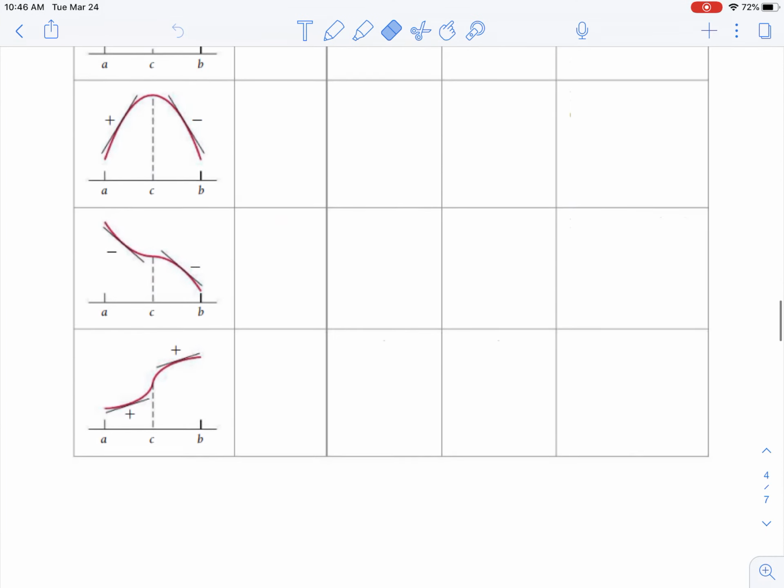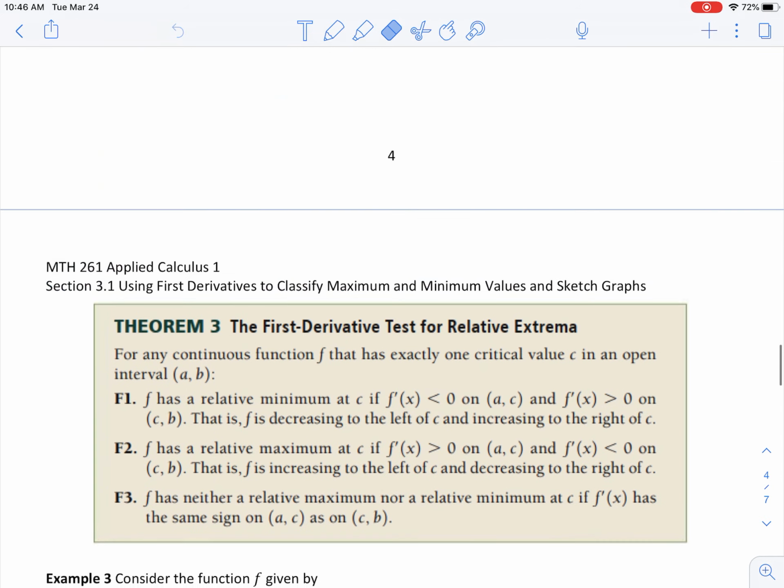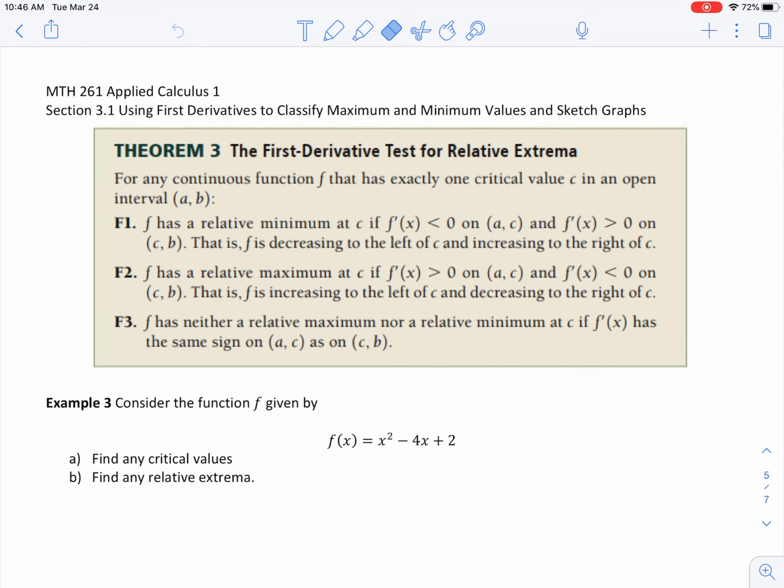All right, so go to page, what page are we? Page 5 for me. We're using something called the derivative test for relative extrema. It looks somewhat confusing, but let's read it together. We have a relative minimum if, at that point C, which is a potential critical value, the function is decreasing to the left of it and increasing to the right of it. And it makes so much sense in a picture.